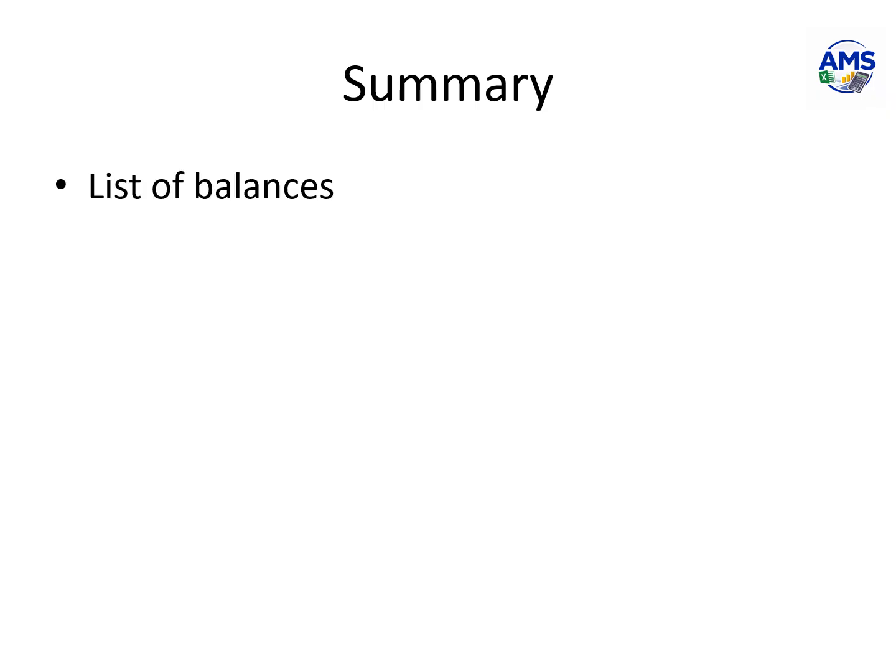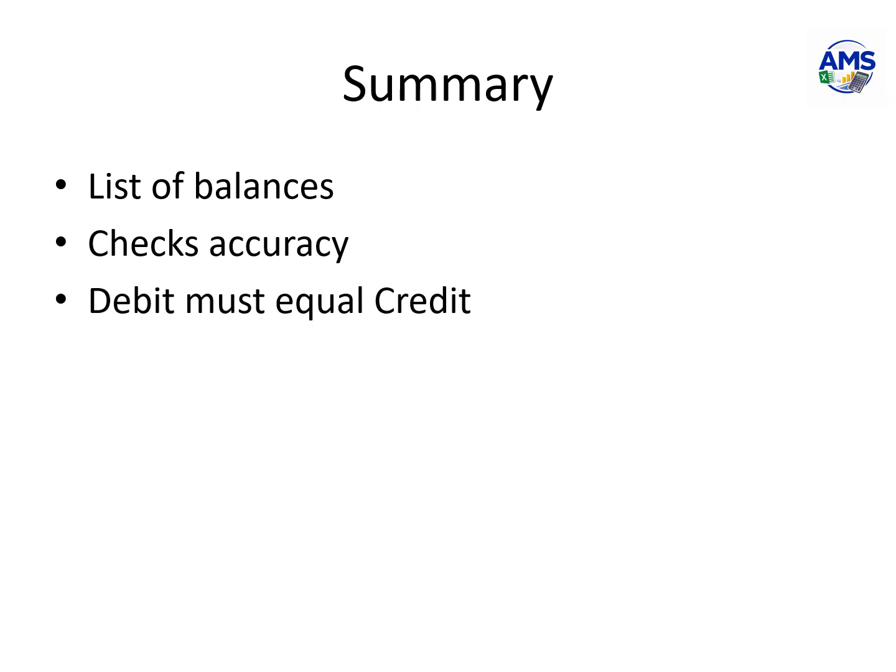So let's look at a simple summary. Now, we know that a trial balance is a list of accounts that is used to check accuracy. And also, a trial balance is based on the double entry system. So total debit must equal total credit for it to be balanced.